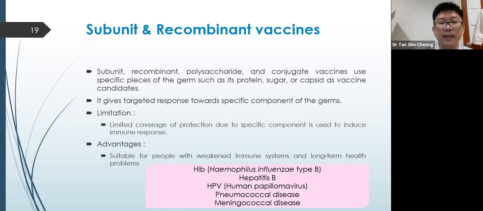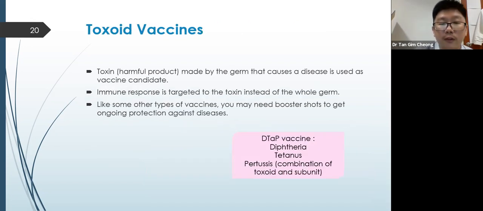This is considered the safe version of vaccine because it doesn't have any live virus or live bacteria present in the vaccine that we inject. So the examples are the hepatitis B vaccine and Haemophilus influenzae type B vaccine. Even though this vaccine doesn't provide very long-term protection, it helps to reduce the infection in the community.